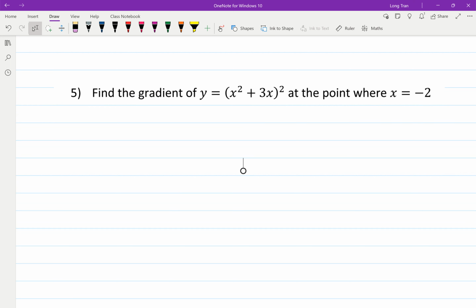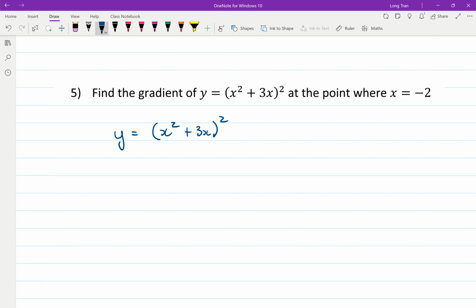All right, let's do this one. Same thing, you want to have a go first before I write out the answers. But here we go, we've got the function y is equal to (x squared plus 3x) squared.